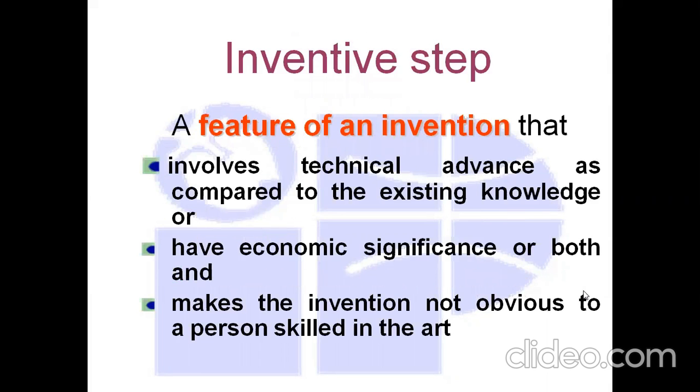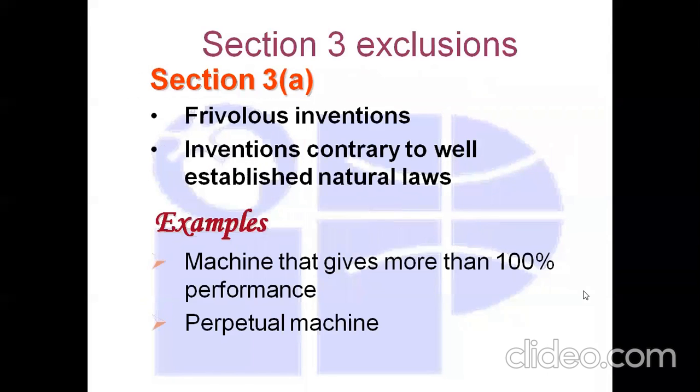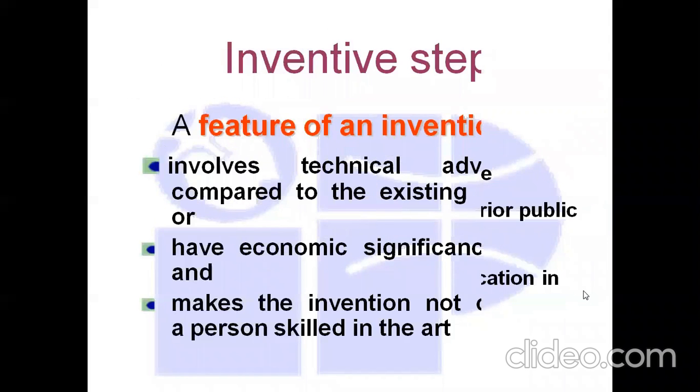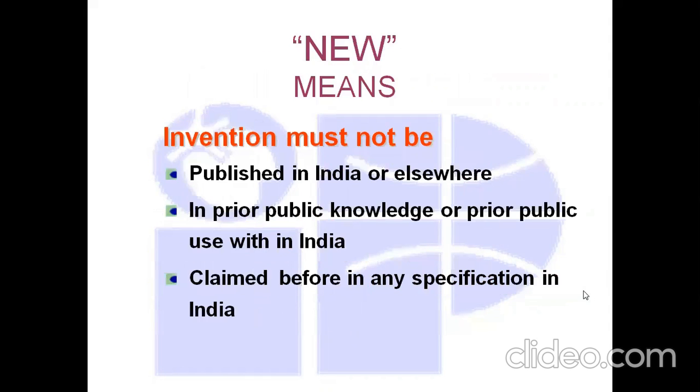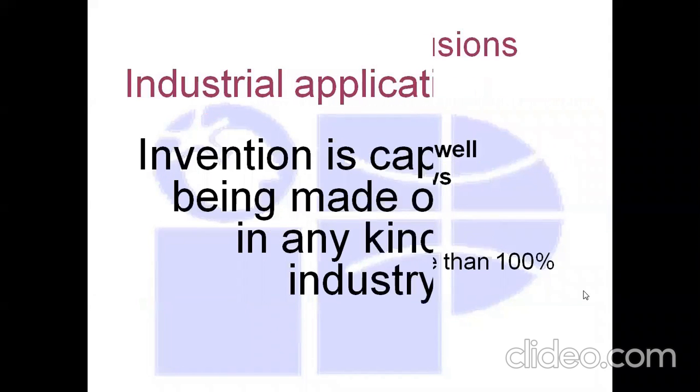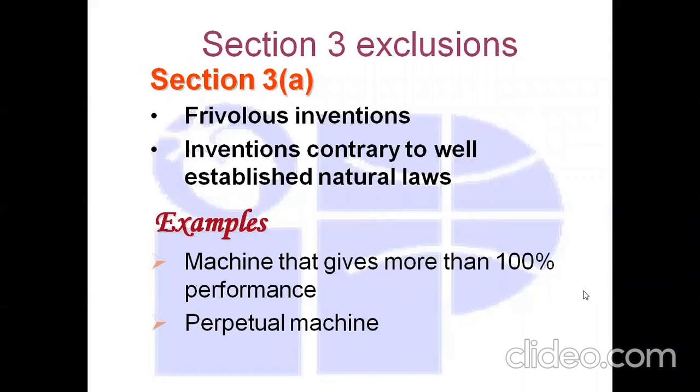This is the inventive step, which you all know. Now we skip this slide. Section 3, exclusions, we already discussed in this slide. You can see the invention must not fall under section 3 and section 4. What are sections 3 and 4? First of all, we discuss section 3(a).